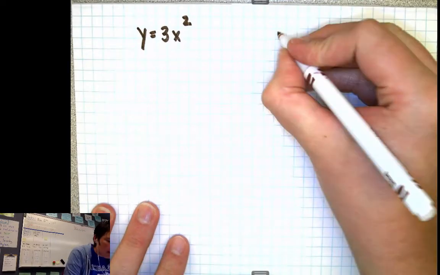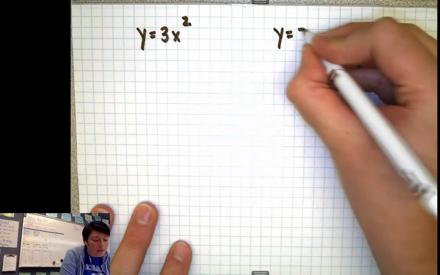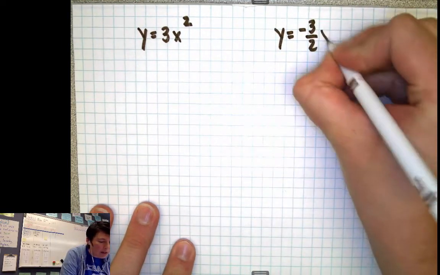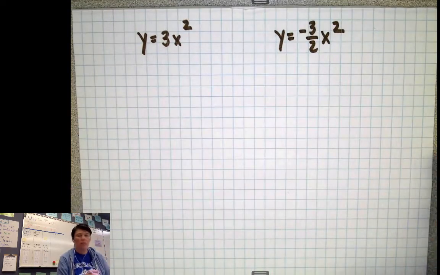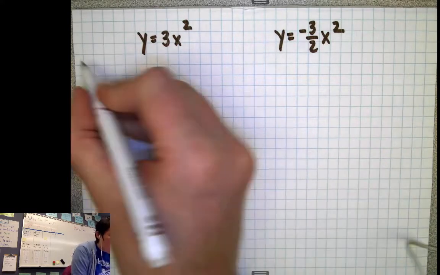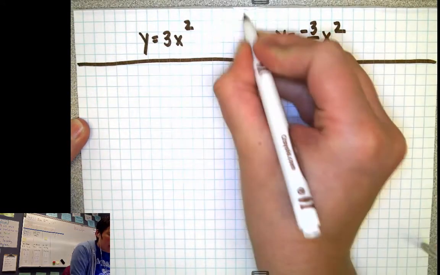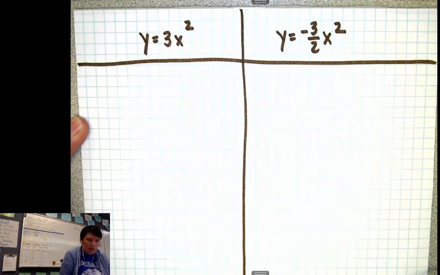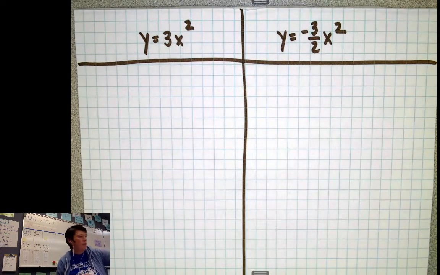And the other one I'm going to graph is y equals, I'm going to go for a little more complicated one, negative 3 halves x squared. And we're going to compare these two to see what's the difference between them. So I'm actually going to basically build myself a giant T-chart so that we can compare the difference between these two graphs. And what I want to do is grab a ruler.